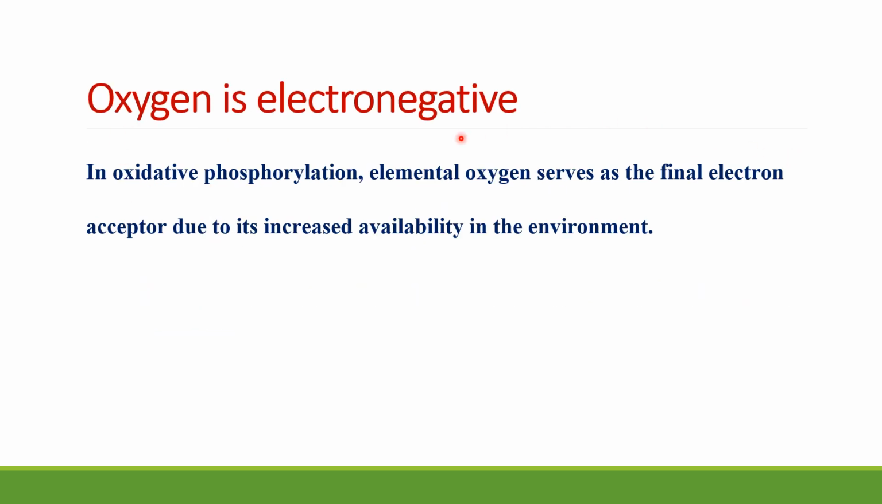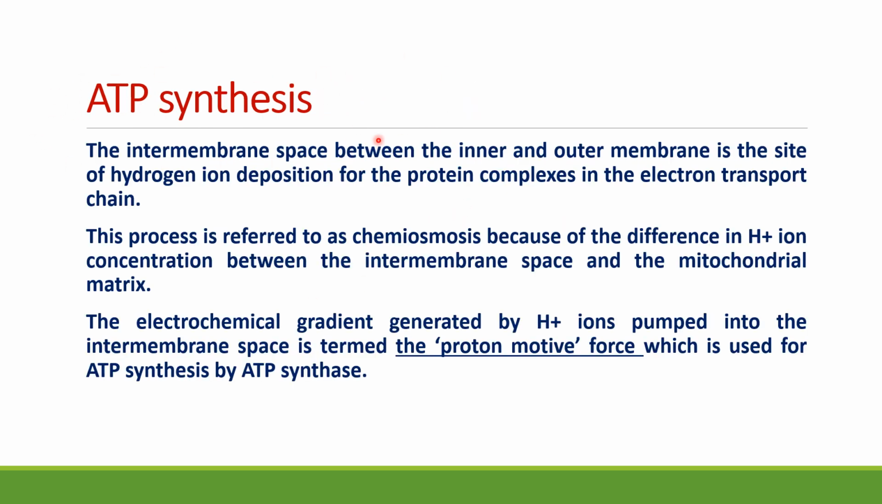We all are aware of the concept of electronegativity. Oxygen is considered to be highly electronegative. In oxidative phosphorylation, elemental oxygen serves as the final electron acceptor. We know that oxygen availability is very high compared to other things. Because of the increased availability of oxygen in the environment, oxygen has become the major acceptor for electrons during the oxidative phosphorylation process. The third one is ATP synthesis.